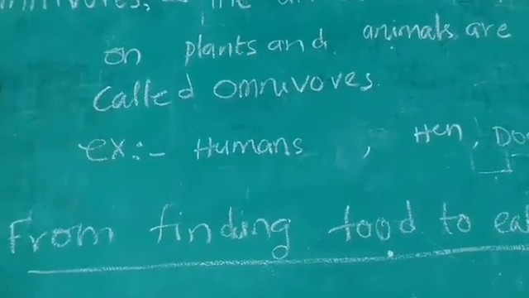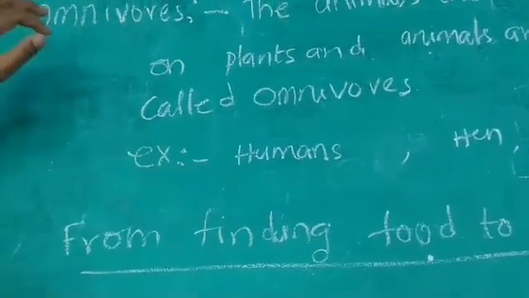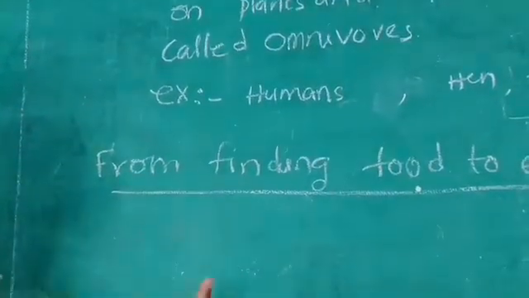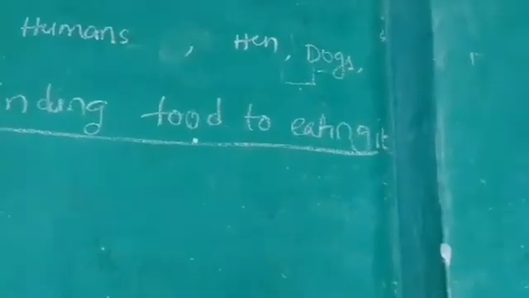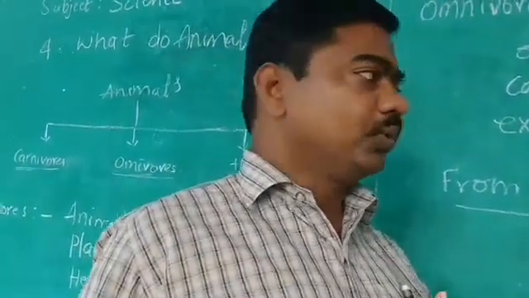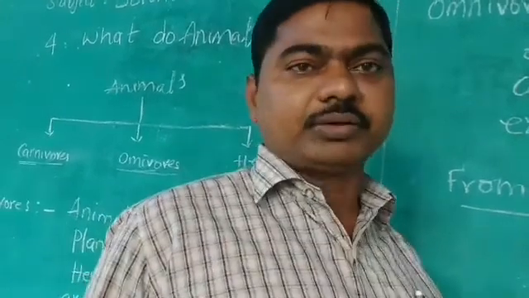Next we saw about finding food to eat. Different animals have different methods of finding food, different ways of searching, and some hold their food. We have seen each one.